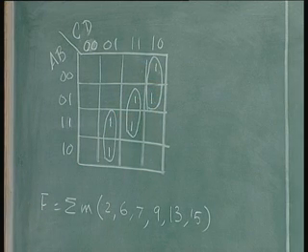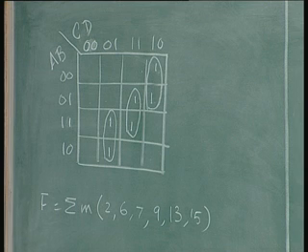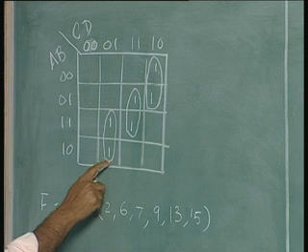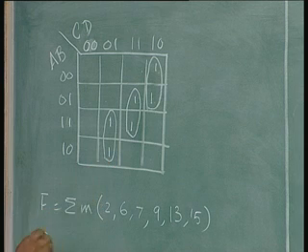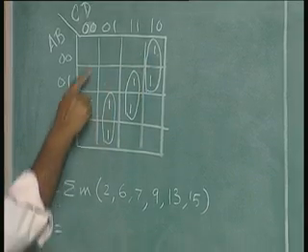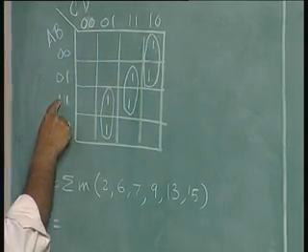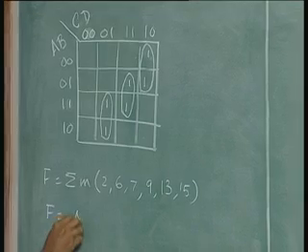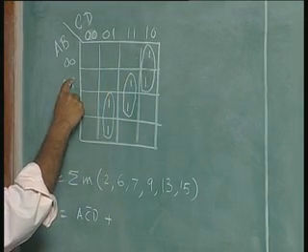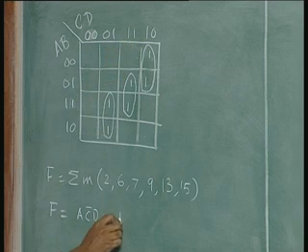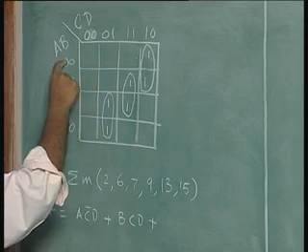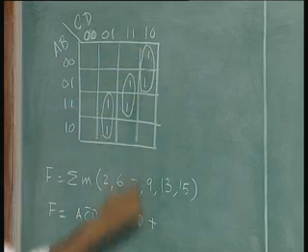3 groups of 2 ones each, and what would this be in terms of the variables, the product expression. So, f would be the sum of these products 1, 2, 3. This would be A C bar D, then this will be B C D, this would be A bar C D bar.